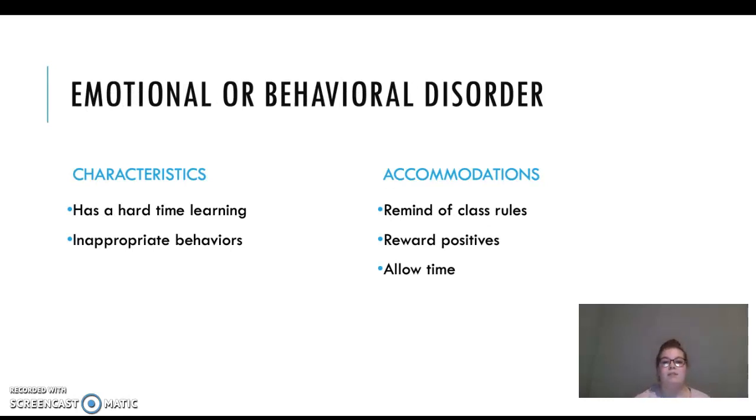Emotional or behavioral disorder. Some characteristics of this disorder include having a hard time learning and inappropriate behaviors. Some accommodations include reminding the student of class rules. I may have the class rules posted on the wall or near the board. I would also reward positives, and I would allow time for brain breaks.